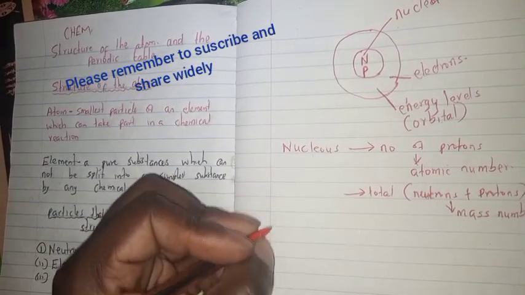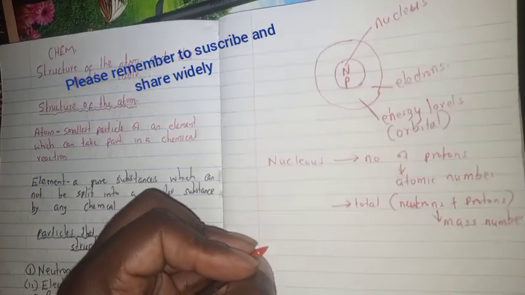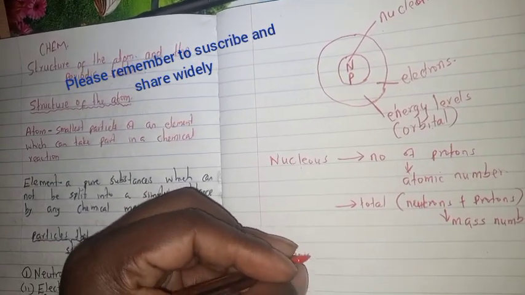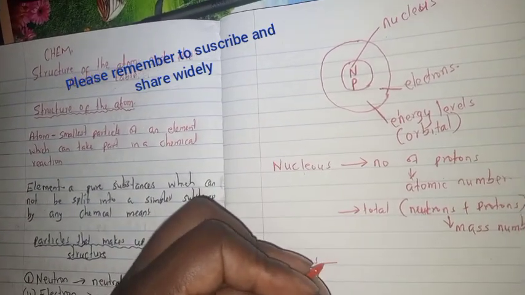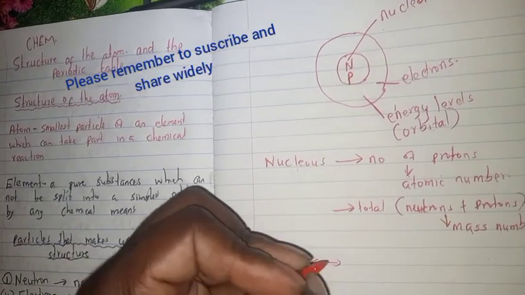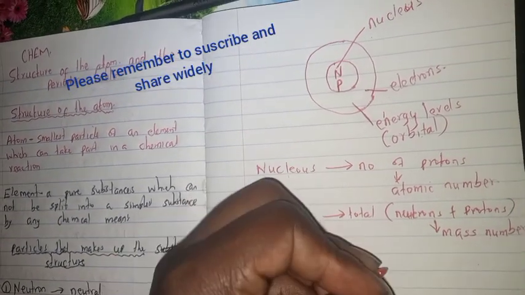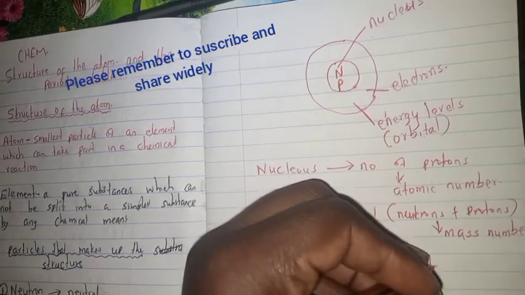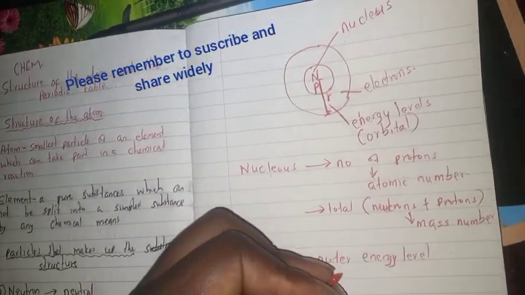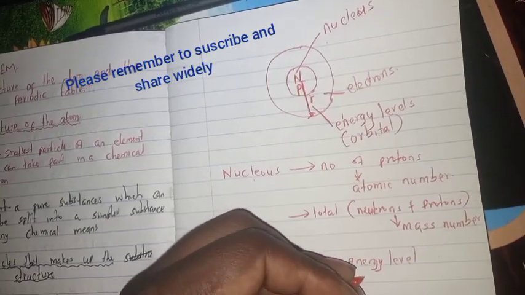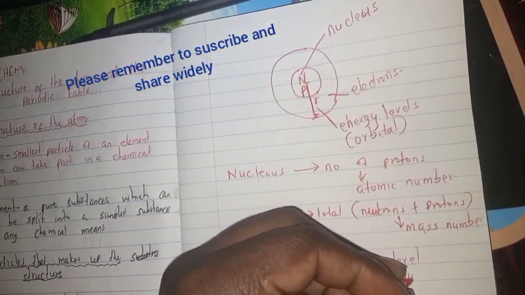Now, the distance between the nucleus and the outer energy level, in other words the distance between the central point and here, let's say distance r, that distance is called the atomic radius.